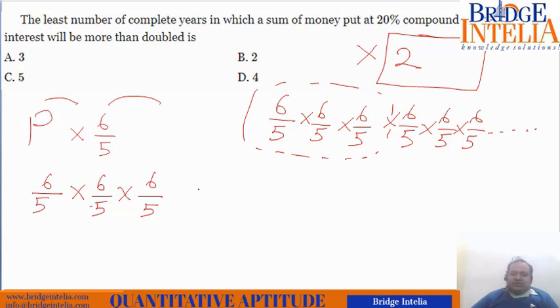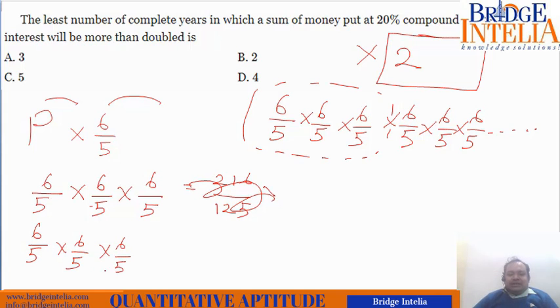So 6 into 6 into 6, 216. 216 by 125. Is this greater than 2? No, this is not greater than 2. That means we have to wait for another year. That means 6 by 5 into 6 by 5 into 6 by 5. This much is not sufficient. So we have to wait for another 1 year.